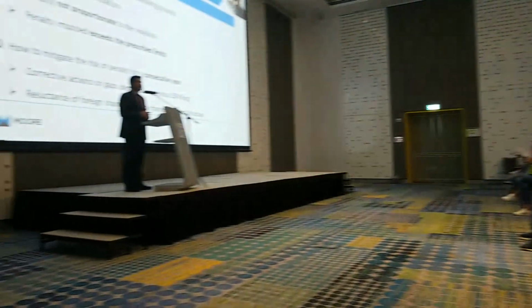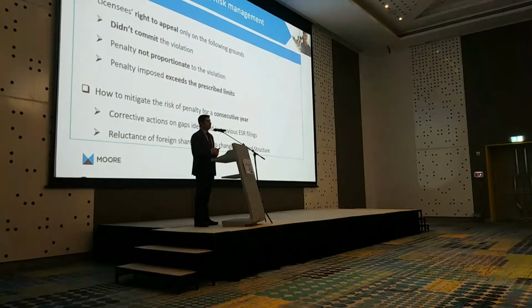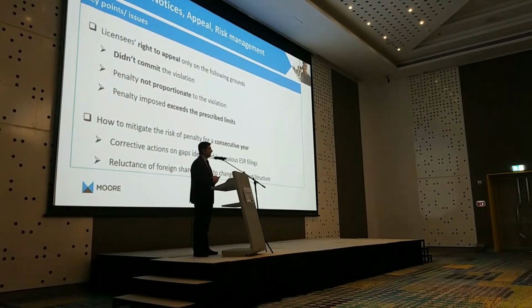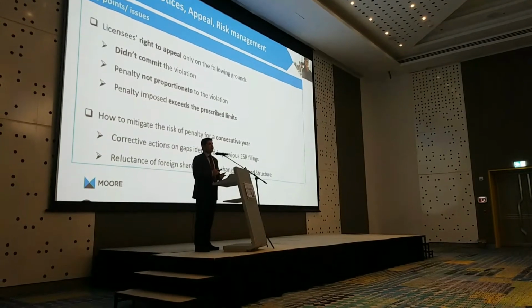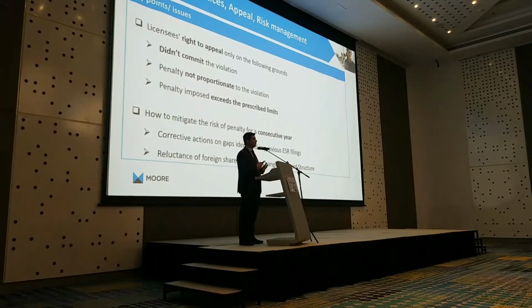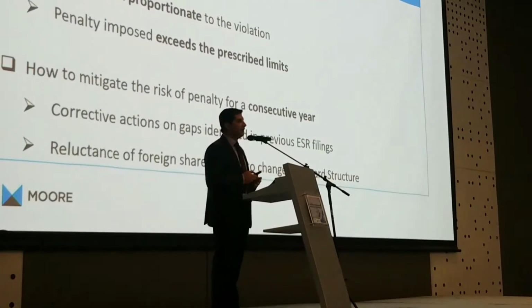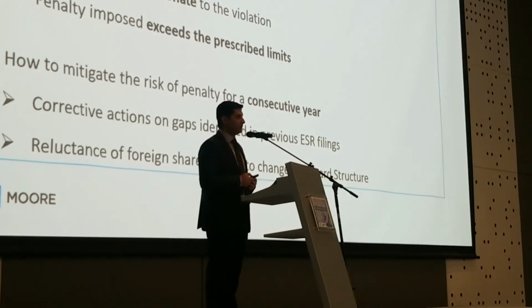So how to mitigate the penalties? If you have for any reason had a delayed filing or an incorrect filing last year, for which a 50,000 penalty was imposed, then you must be very careful and assess what actually went wrong, why it was an incorrect filing, because the subsequent non-compliance can entail a penalty of 400,000.